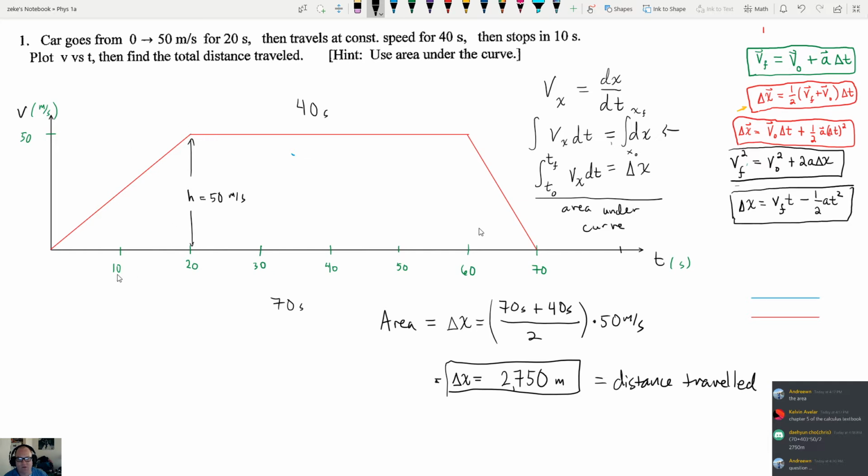Okay, so the area of the triangle on the left-hand side over here would be 50, I'm not going to use the units now just to make this faster, 50 times 20 over 2, plus the rectangle in the middle is 20 by 40, right? So 20 times 40, plus the triangle on the right over here would be 10 times the height, which is 50, divided by 2. So this is 50 times 20 is 1,000 divided by 2 is 500. Plus 20 times 40 would be 800. Wait.